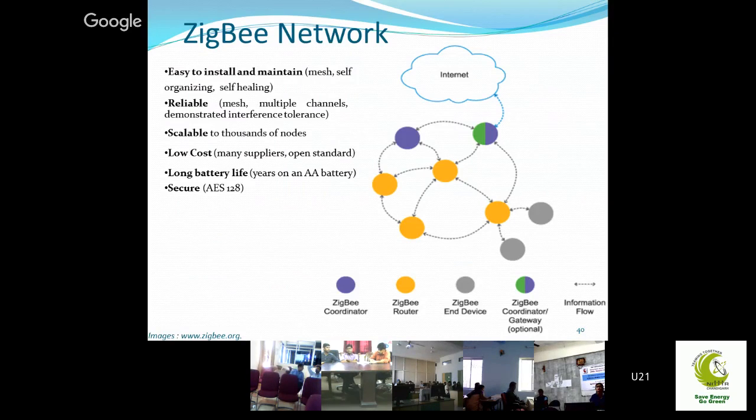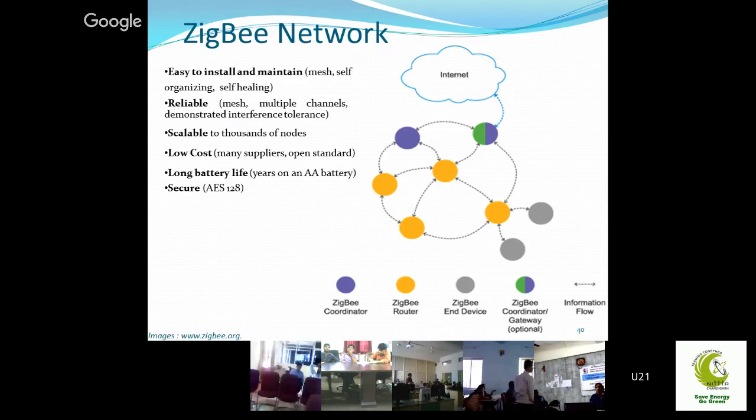If we talk about a ZigBee network, it's easy to install and maintain. It can support mesh. It's reliable. It's scalable up to thousands of nodes. It's low cost. It has long battery life. It can support up to years on AA batteries, and security is AES-128.